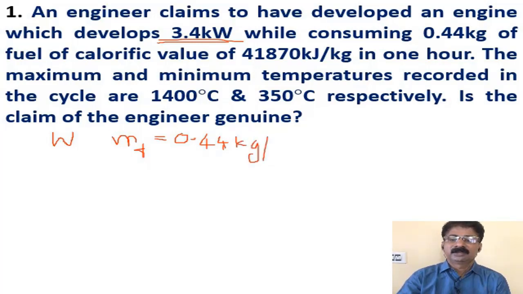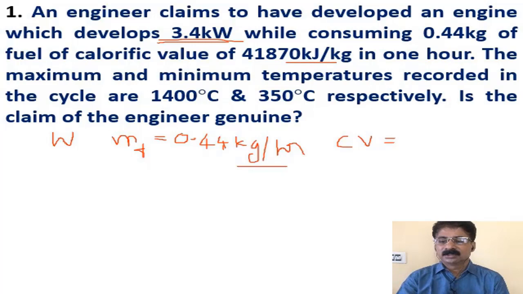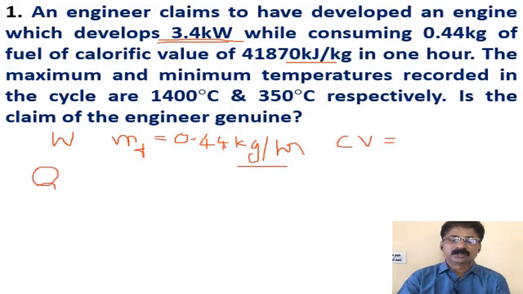And the calorific value of the fuel is given, CV. So this calorific value and mass of the fuel, if you multiply, if you look into the unit, this is kilojoules per kg and this is kg per hour. So that gives the heat input Q, that gives the Q in or QH, whatever you want you can take. So that is nothing but MF into CV. Now with these two data you can calculate the actual efficiency of the engine which is developed by this engineer.